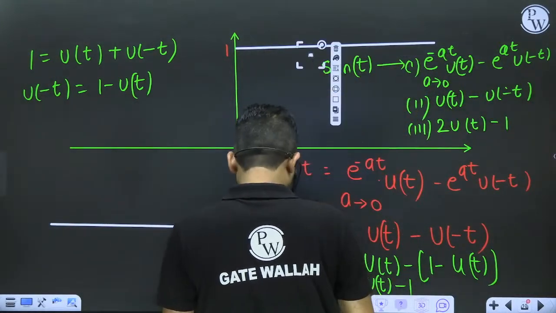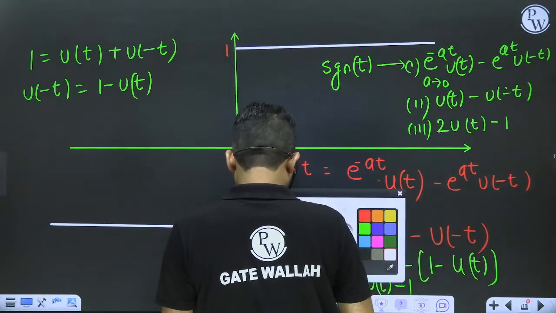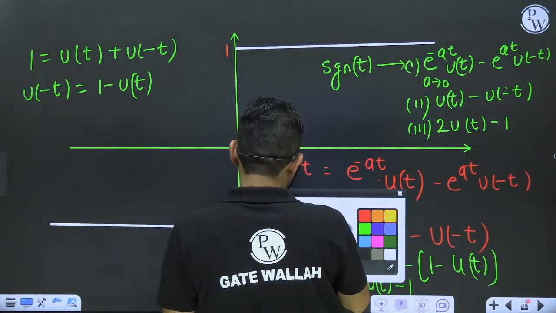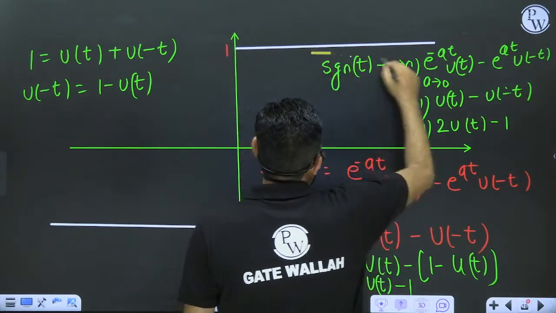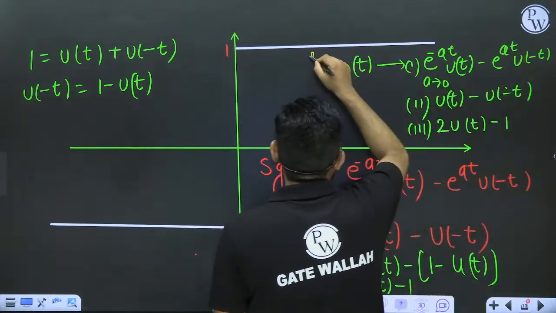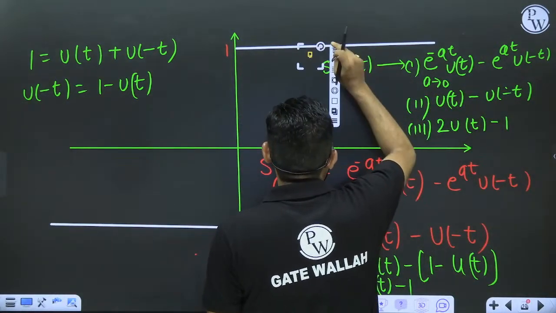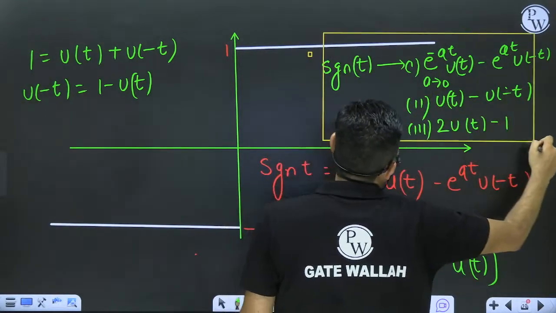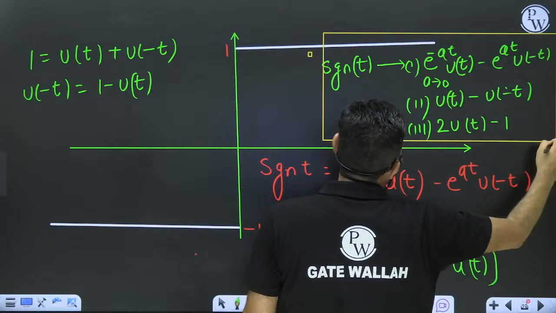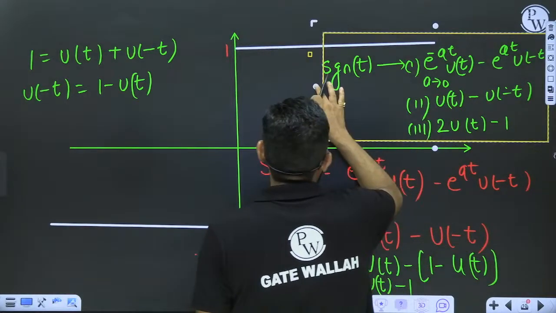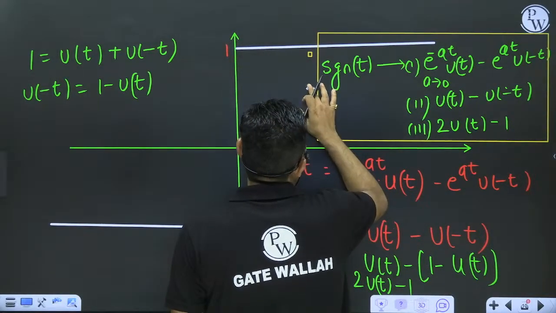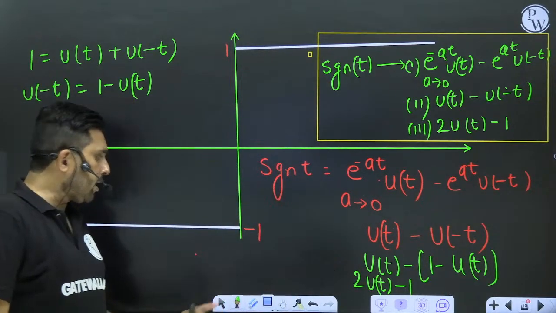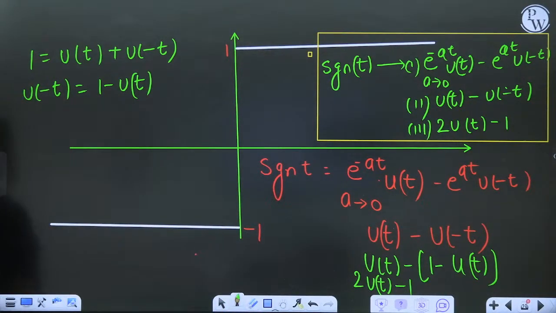Okay. This one. Fine. So this is the general representation of signum function.